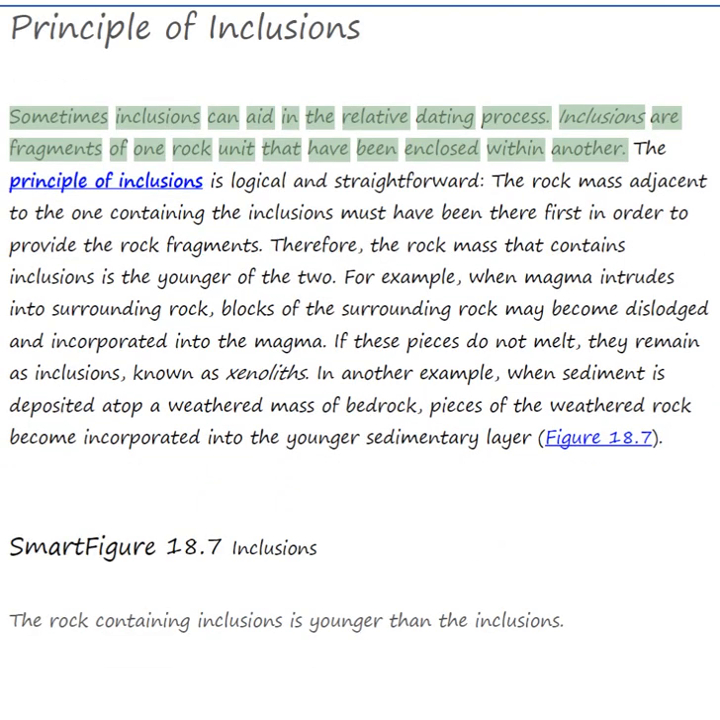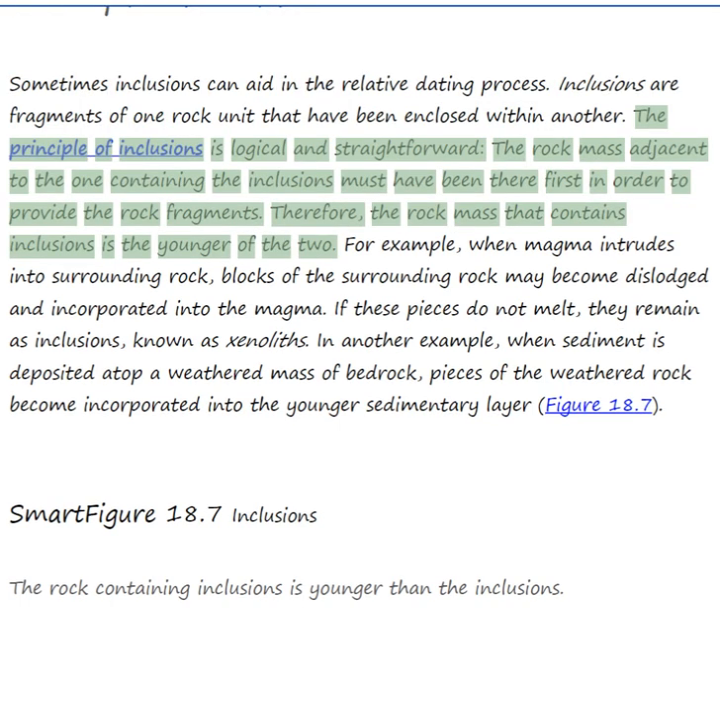Sometimes inclusions can aid in the relative dating process. Inclusions are fragments of one rock unit that have been enclosed within another. The principle of inclusions is logical and straightforward. The rock mass adjacent to the one containing the inclusions must have been there first in order to provide the rock fragments. Therefore, the rock mass that contains inclusions is the younger of the two.